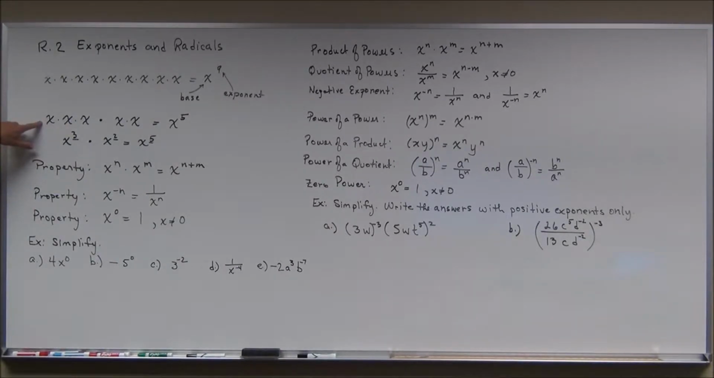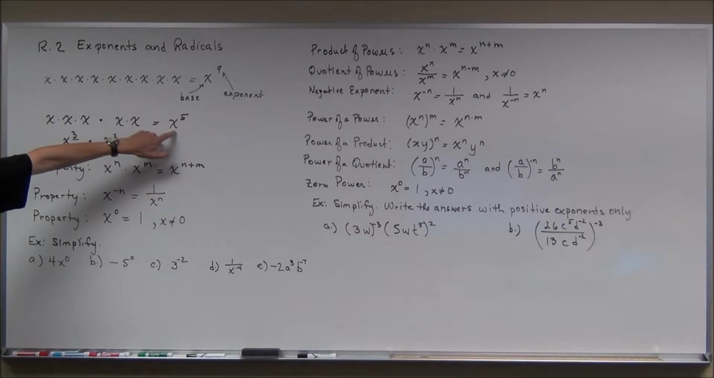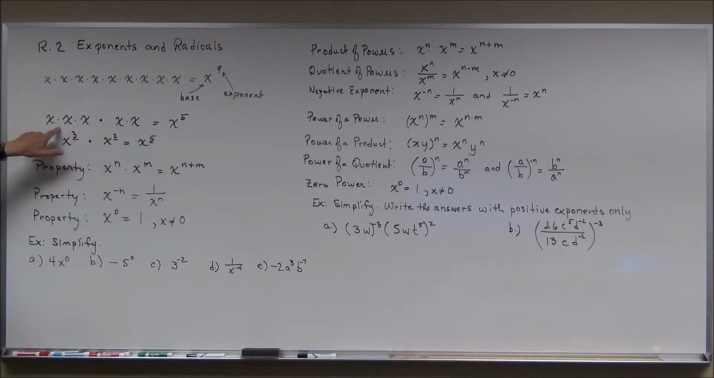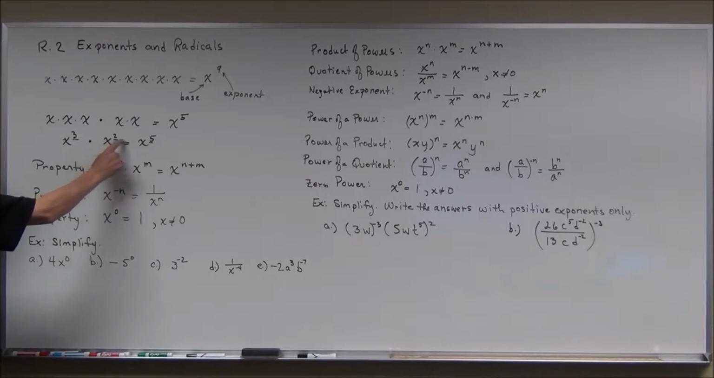So if I drop down to here and I write x times x times x times x times x, that gives me x to the 5th. But x times x times x is x to the 3rd. x times x over here is x squared. My answer is x to the 5th. Notice the 3, the 2, and the 5.